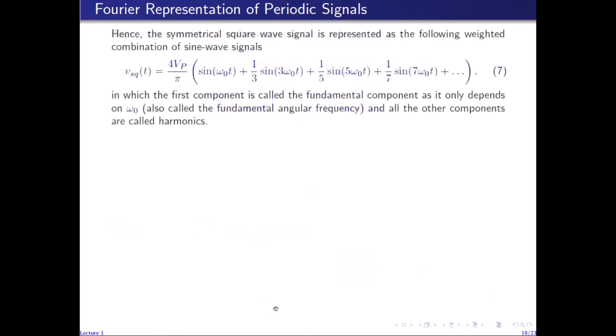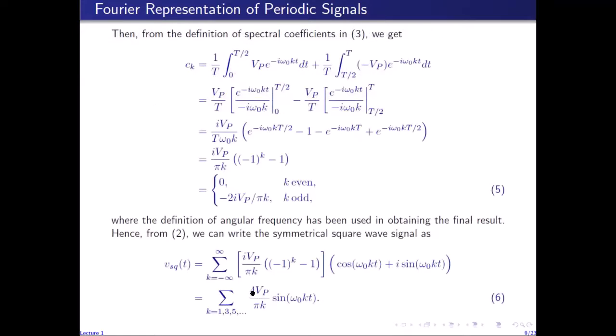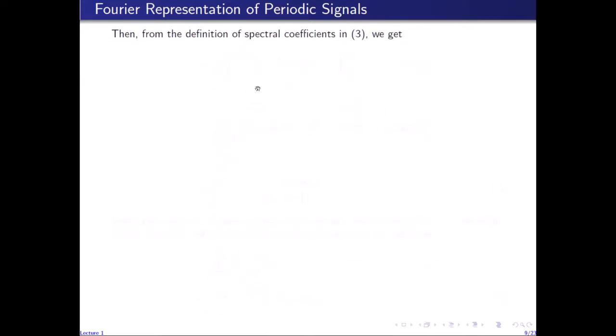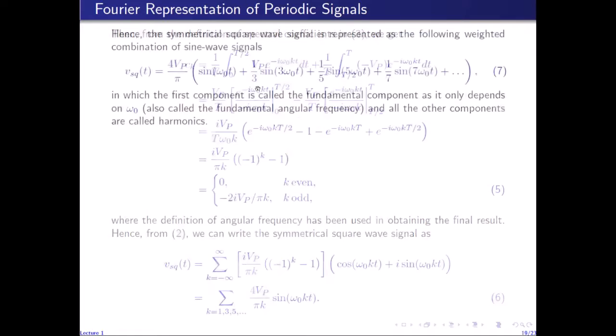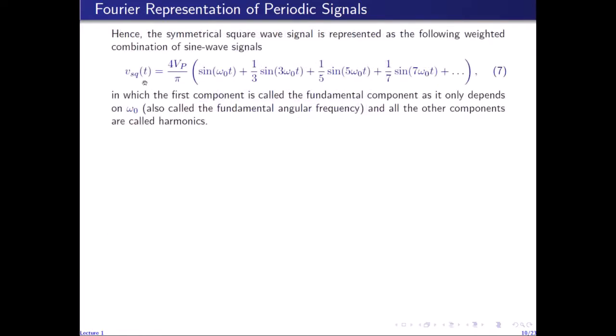So expanding the summation and taking this factor 4 Vp over pi out as common, I can write the square wave Fourier expansion like this, in which the first term can be seen to be given by omega naught, which is called the fundamental component. So in this context, omega naught is called the fundamental angular frequency. And all the other terms are given by the multiples of omega naught.